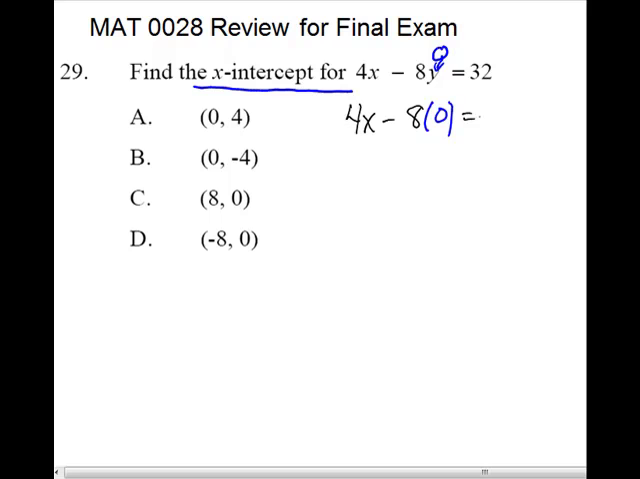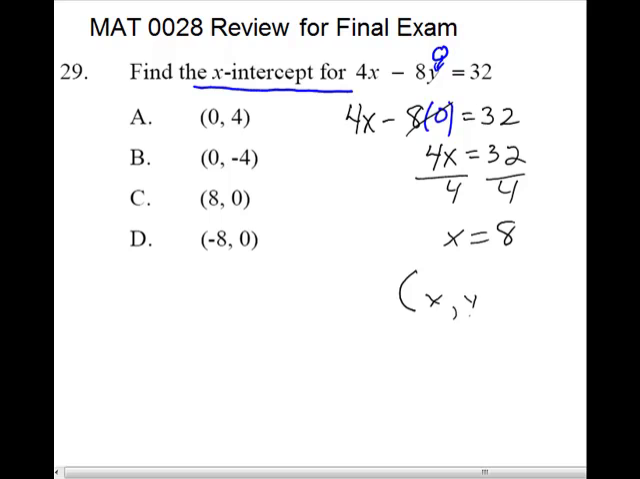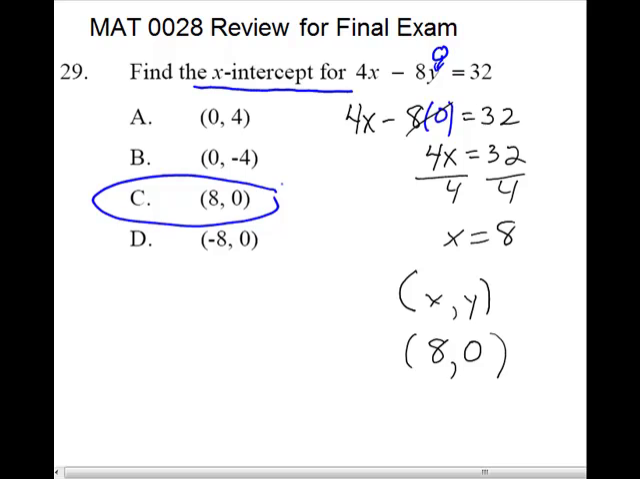And then solve. 8 times 0 is 0, so that's going to wipe out. We have 4x equals 32. Divide by 4. X equals 8. This is an ordered pair, so you want parentheses, and remember it's always x comma y. The x we just solved for, and the y we put in at the beginning according to the definition. So it has to be 8, 0. The order does matter. So our choice is C.